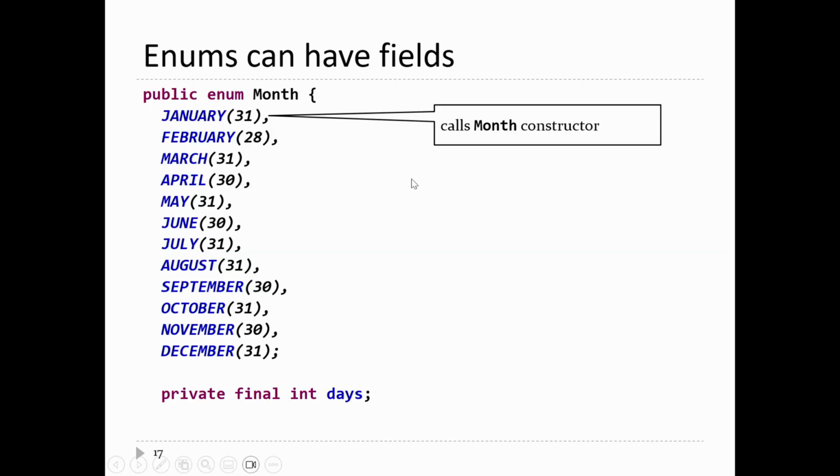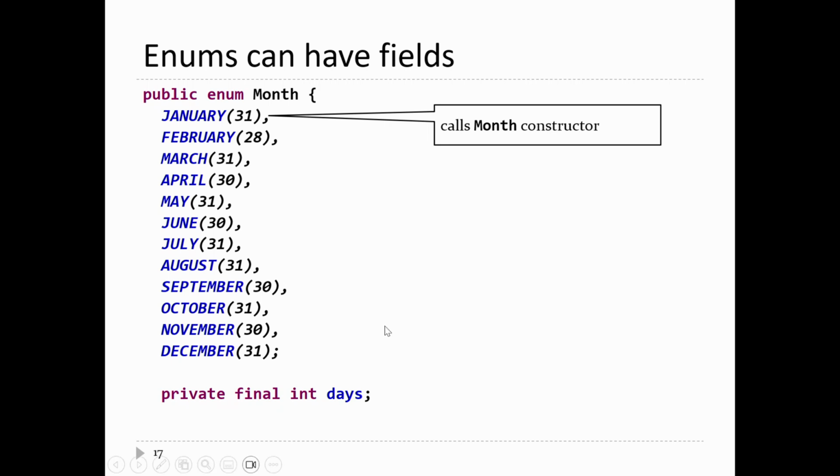Okay, so if you want your enumerated types to have fields, it's a little bit weird the way that you list your enumeration constants. So here's the month enumeration again. I'm now going to add a piece of information to each constant.